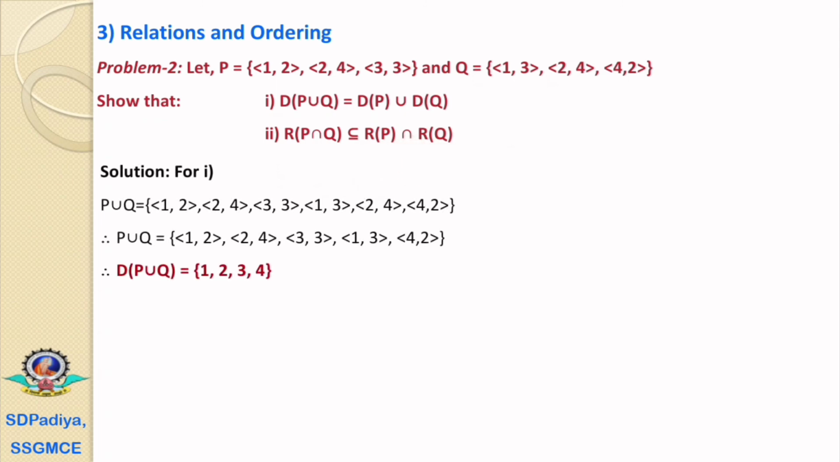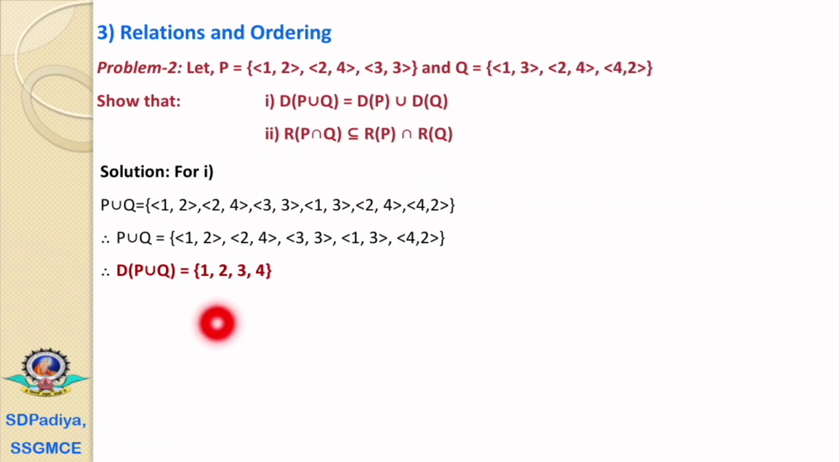Now, to show the first, we will find out P union Q, same as the previous. It will be the set of ordered pairs (1, 2), (2, 4), (3, 3), all the ordered pairs of P, and the ordered pairs (1, 3), (2, 4) and (4, 2), that is all the ordered pairs of Q. It is a union. Therefore, P union Q is a set of ordered pairs (1, 2), (2, 4), (3, 3), (1, 3) and (4, 2). We have removed this repeated ordered pair (2, 4).